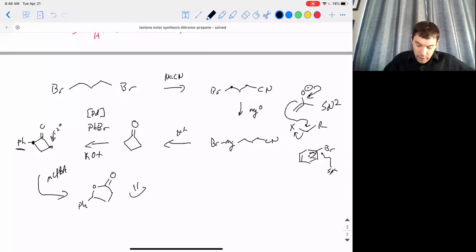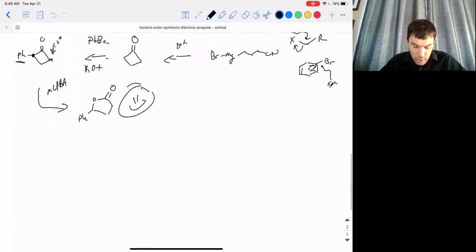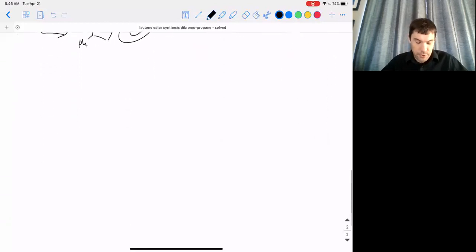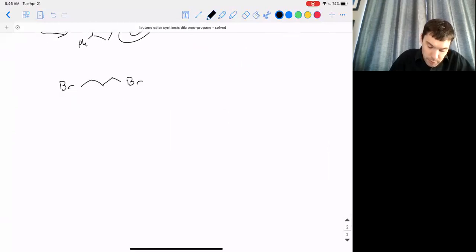So good work there. I thought that that was quite a clever solution. Definitely not something I would have thought of. The second answer that I thought was also quite clever is that students engaged some chemistry from a prior chapter and remembered that you can take these cuprates and do an SN2 reaction on primary or secondary leaving groups.